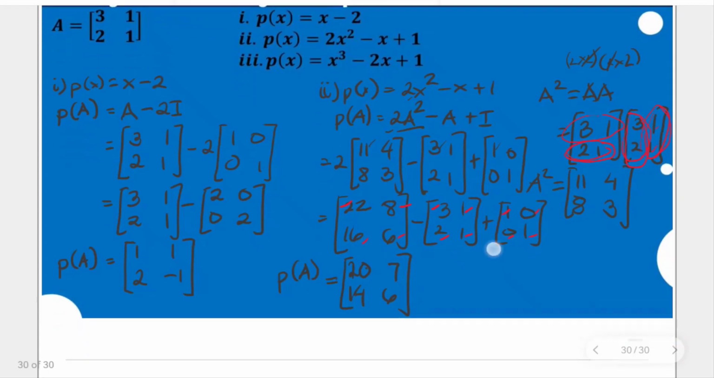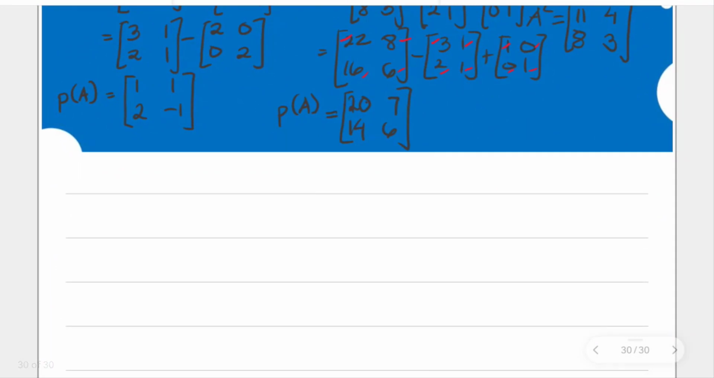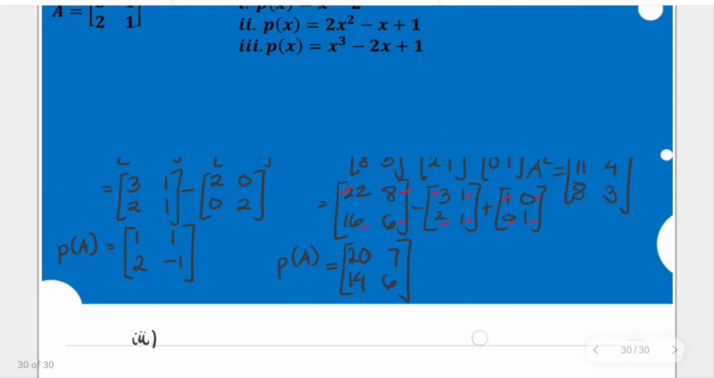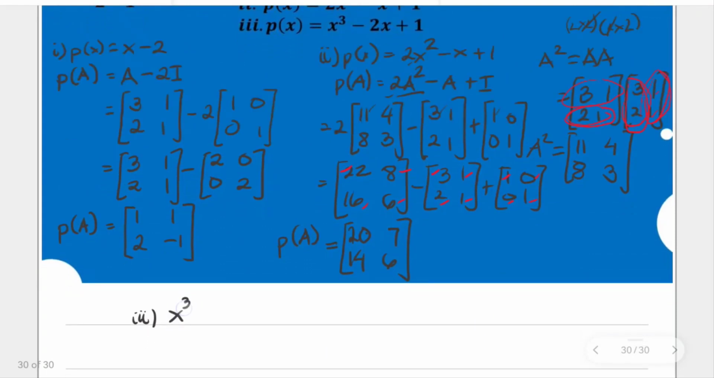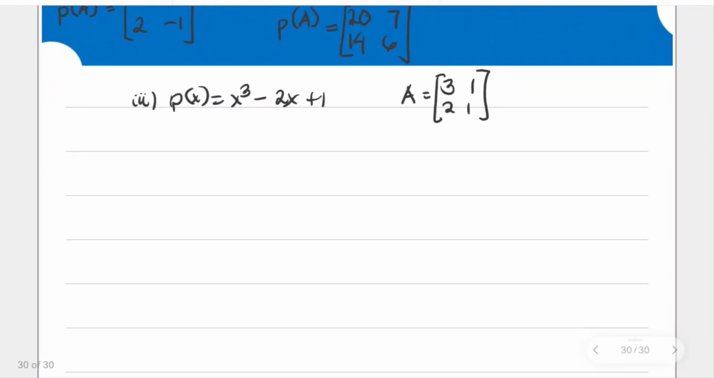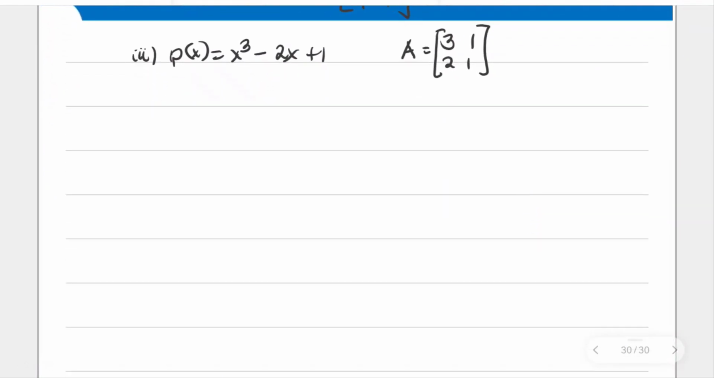Okay, so let's have the last one here. So we'll have triple I, and the matrix polynomial is, rather, the given polynomial, P of x is equal to x cubed minus 2x plus 1. So our given matrix A, I'm also going to copy it here so that we will not be scrolling from time to time. 3, 1, 2, 1. So we'll have this as our last item for this video.